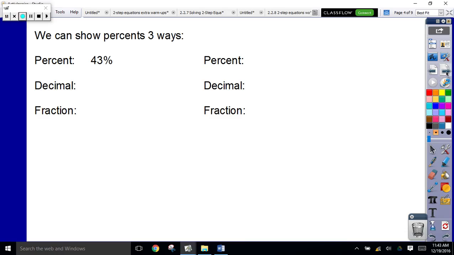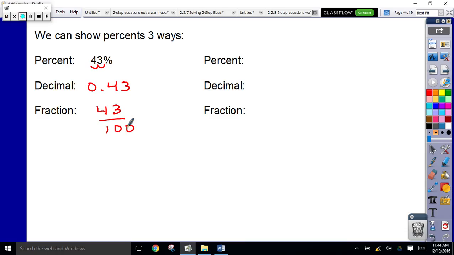Good. 0.43. So to change a percent to a decimal, you just take the decimal point and you move it over 2. Because since a percent is a number out of 100, you're dividing by 100. And when you divide by 100, you just need to move your decimal over 2 places to get your answer. So I kind of almost gave away the next one. What would the fraction look like? Megan? Good. 43 over 100.